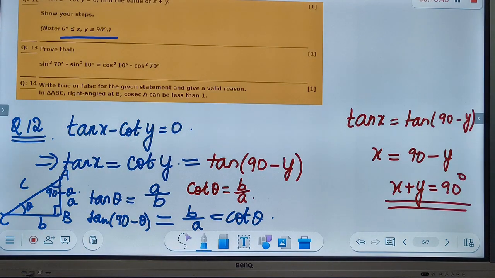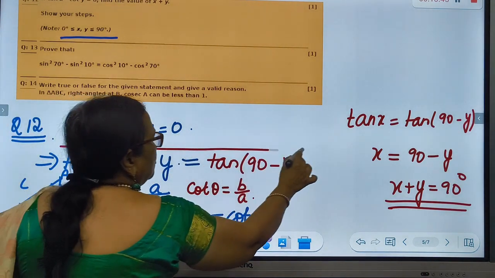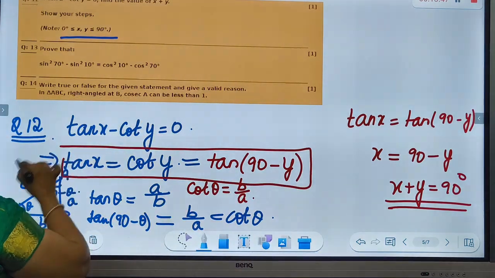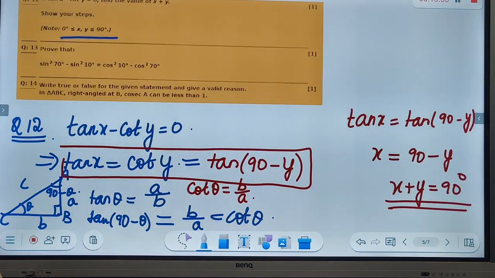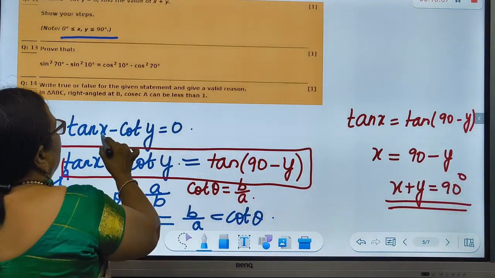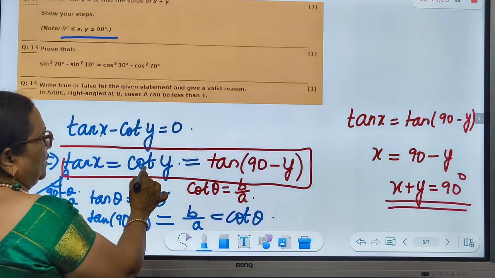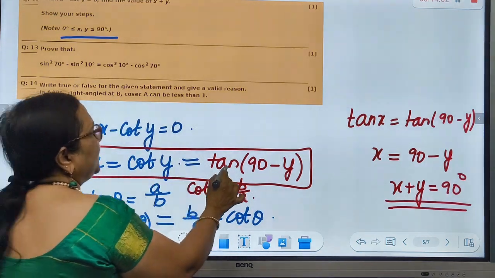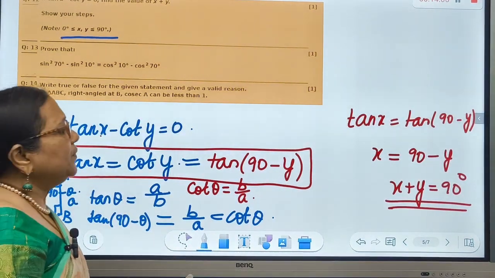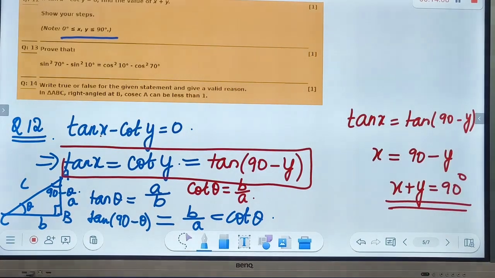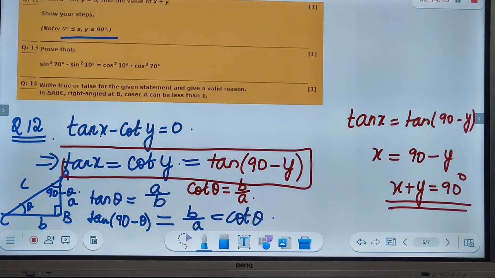Now, what is tan x? I am coming back to this. Tan x is equal to cot y, from here. This cot y, I can write as tan of 90 minus y. What does that mean? x is equal to 90 minus y, or x plus y equal to 90 degrees.